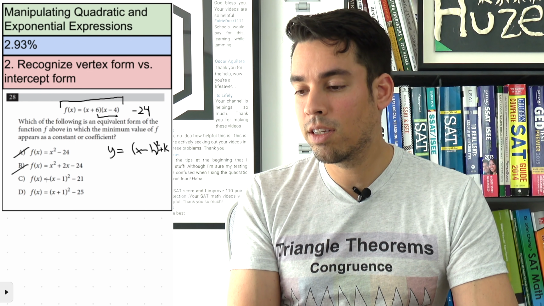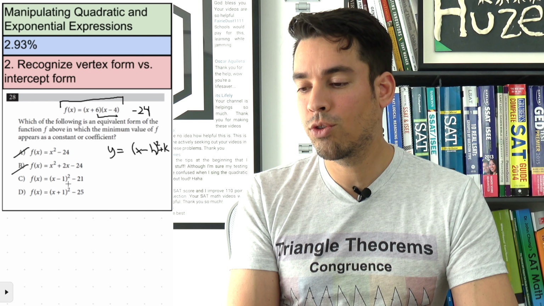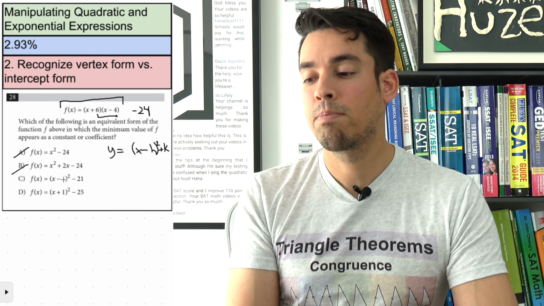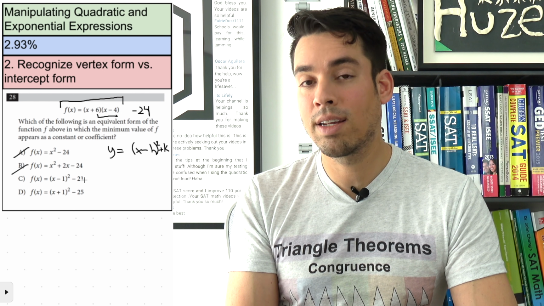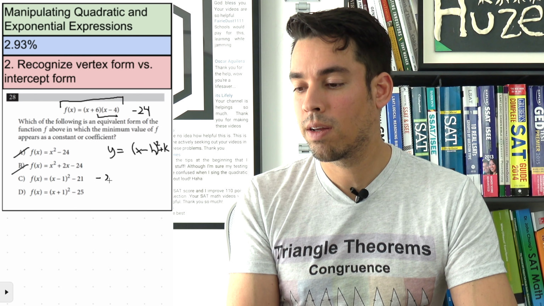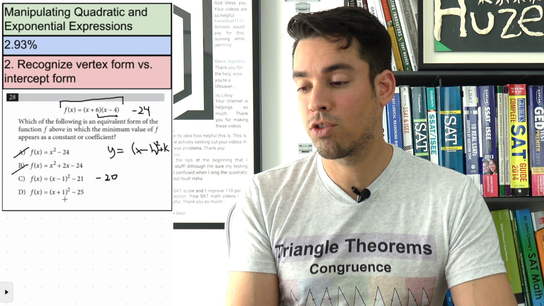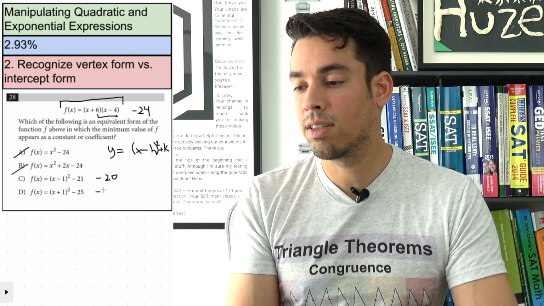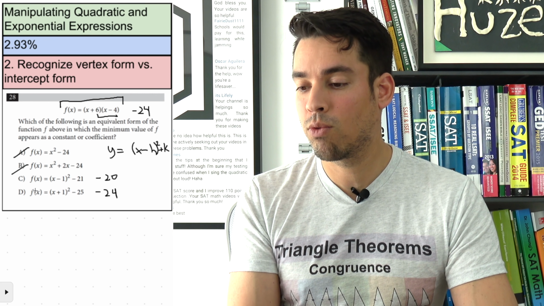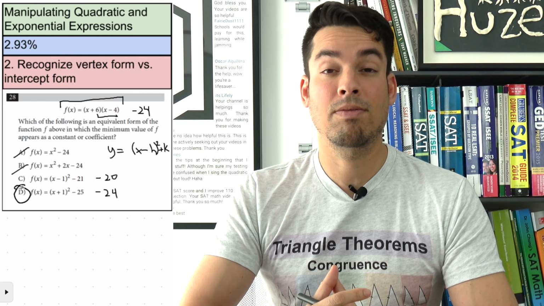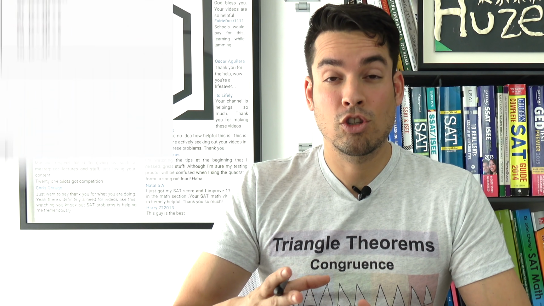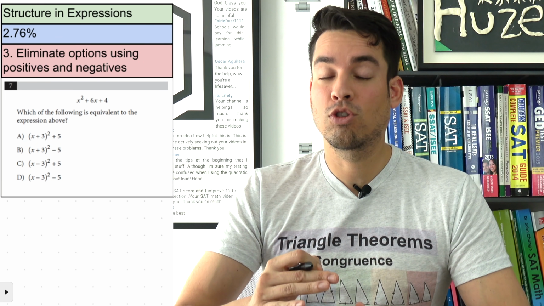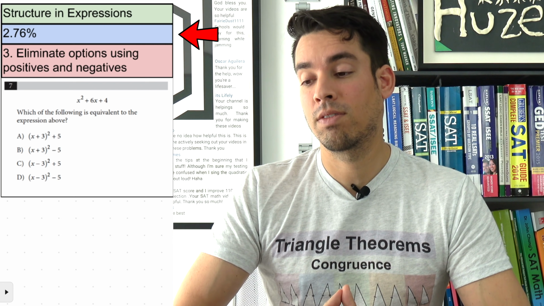If I FOIL this one out, I'm going to get x squared minus 2x plus 1. Add that 1 to -21 and I'll get -20. In this one, I'll get x squared plus 2x plus 1, right? And that 1 plus the negative 25 does give me that negative 24, which means D is my final answer.